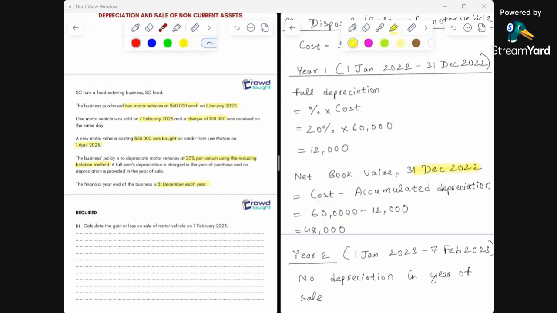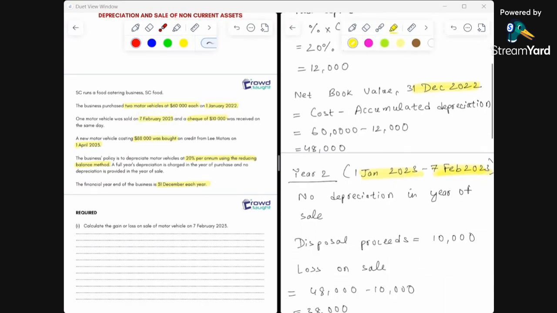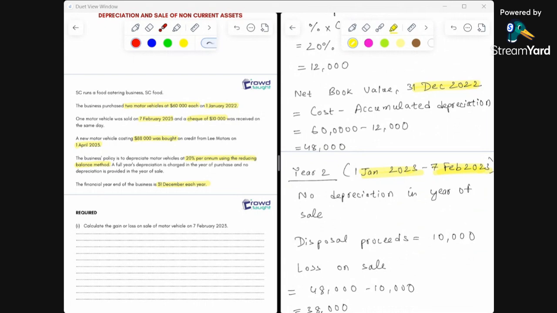Now, let's move to year two. Year two for this asset, particularly, which we have sold, right? Year two starts on 1 Jan 2023 and would end on 7 February 2023 because that's the very day we sold this asset, which is explicitly mentioned in the question. All right. So you can see I'm just circling it on the left hand side where the motor vehicle was sold on 7 February 2023. Okay. Now, we also understand based on the business or the company's policy that no depreciation is to be charged in the year of sale.